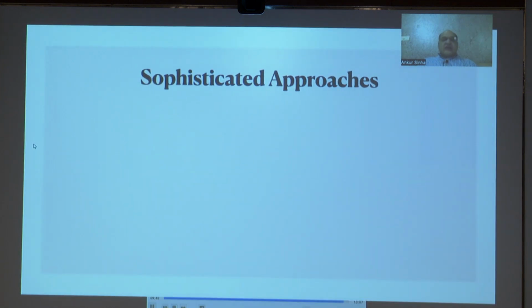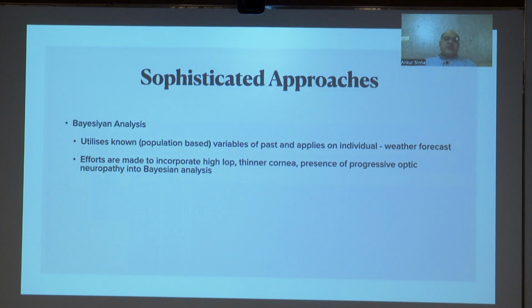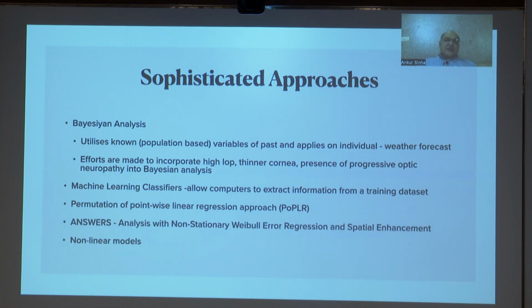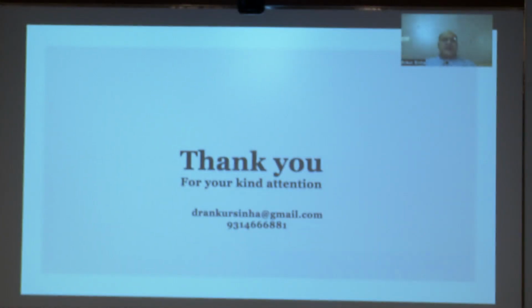Then we have certain sophisticated approaches, which include the Bayesian analysis. Then there are machine learning classifiers. Then there is the permutation of point-wise linear regression approach, and then there are ANSWERS and non-linear models. So there are various approaches which can be used to identify progression in glaucoma.